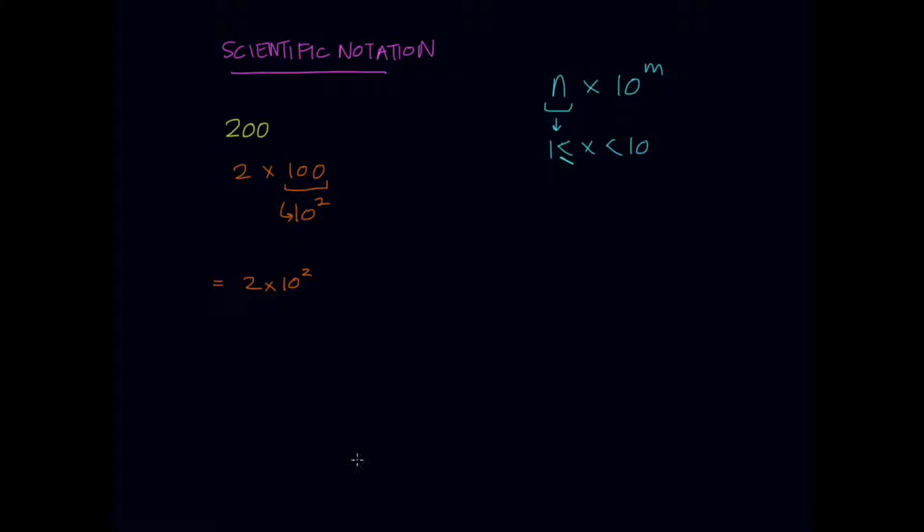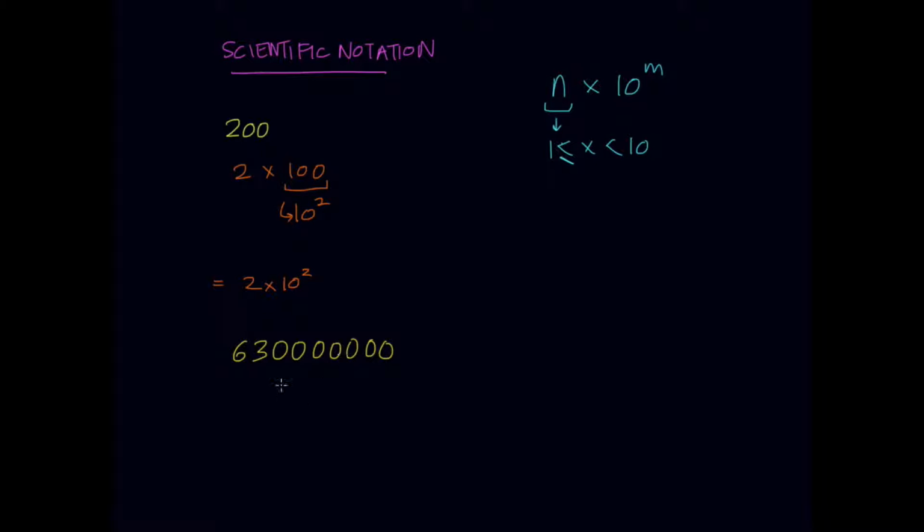What if I have some really big number? I have 6, 3, 1, 2, 3, 4, 5, 6, 7. Okay, I think I'm going to stop there. If I have some really big number like this, how am I going to express that in scientific notation? Again, it has to be a product of two numbers, one being the value of n, which is greater than or equal to 1 and less than 10, and the other being 10 raised to some power.